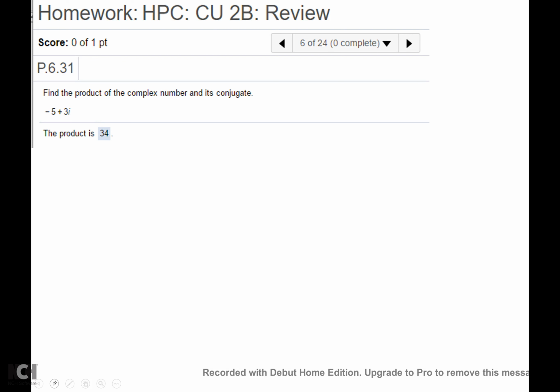Okay, find the product of the complex number and its conjugate. The complex number is negative 5 plus 3i.